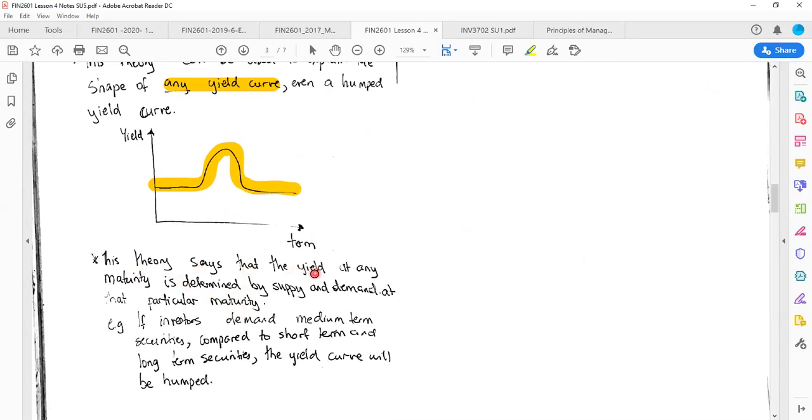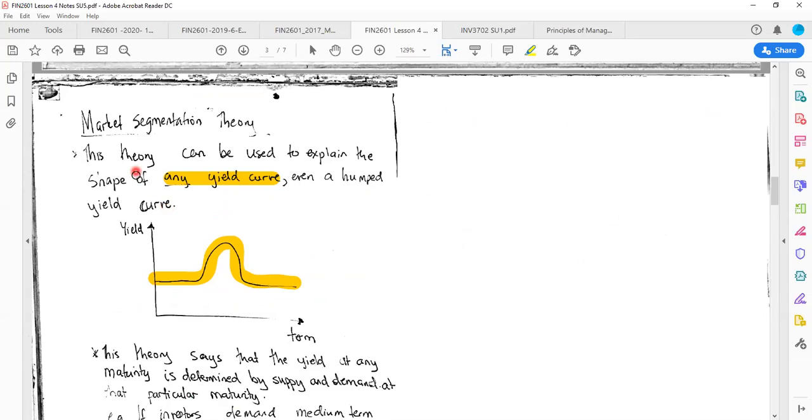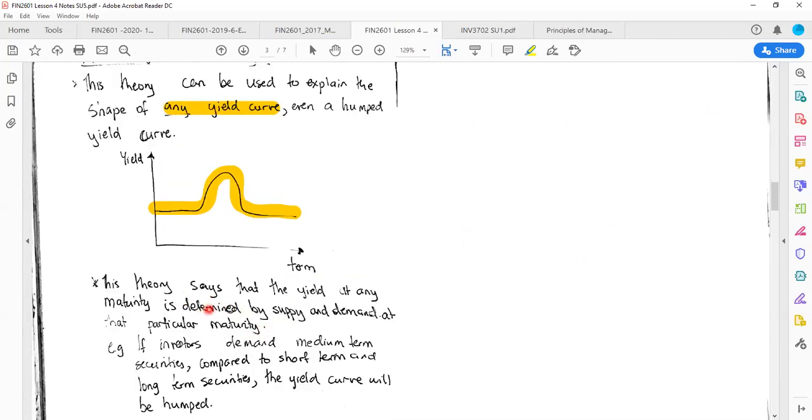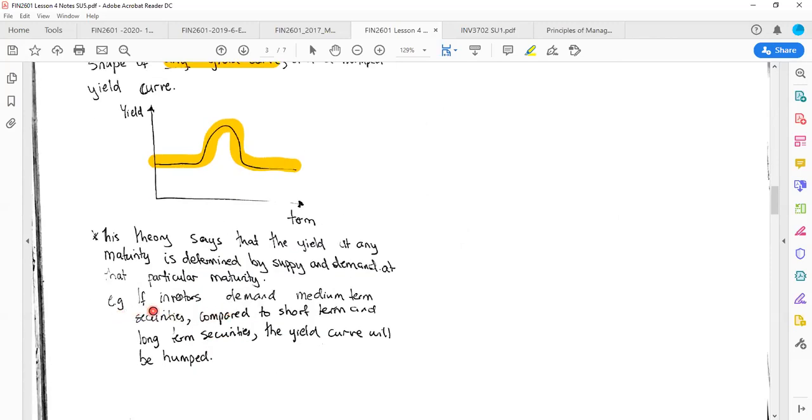This theory says that the yields to maturity are determined by supply and demand at that particular maturity. So with market segmentation, we're saying the shape of a yield curve, meaning the cost of borrowing money for different maturities, is only affected by supply and demand, nothing else, at any particular maturity. So for example, if investors demand medium-term securities compared to short-term and long-term securities, our yield curve will be humped. So you'll see the yield curve will be higher in the middle terms compared to the shorter terms and longer terms.